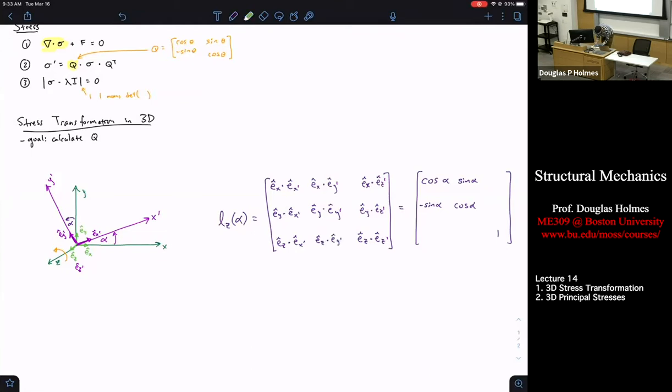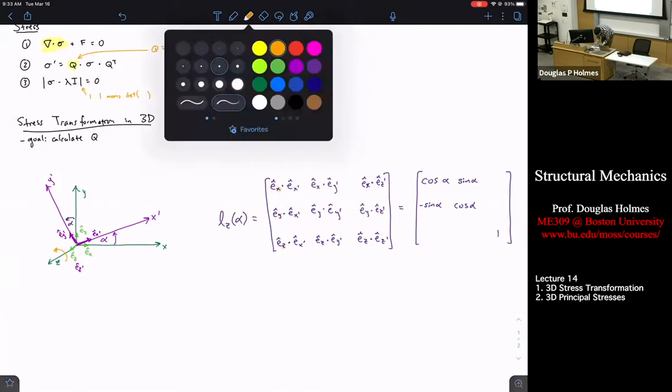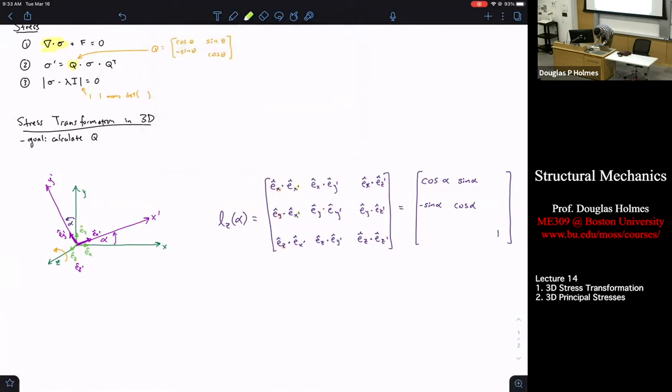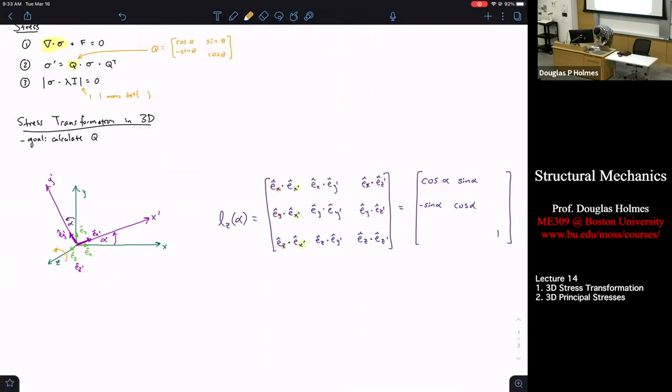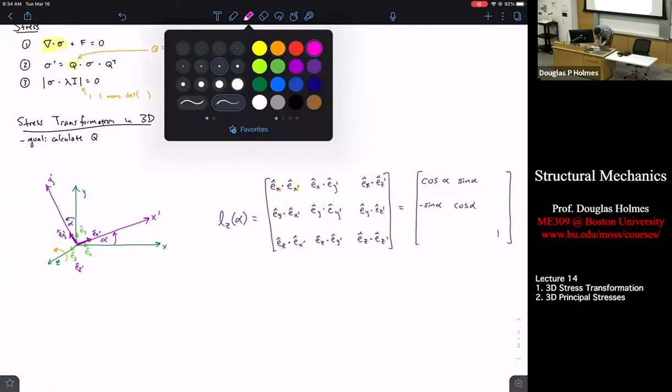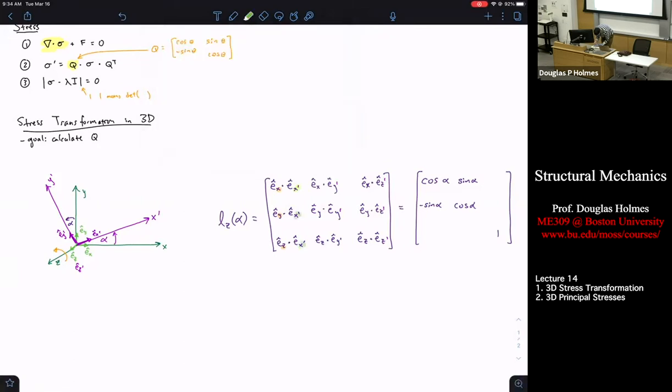But you can kind of see the pattern here. So this has x, y, z, and this has x prime, x prime, x prime. So we want y prime, oh, that's terrible. Y prime, Y prime, Y prime, Z prime, Z prime, Z prime. So you can kind of see the pattern there.